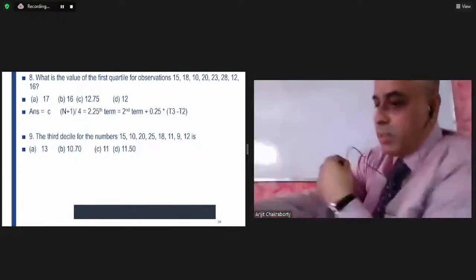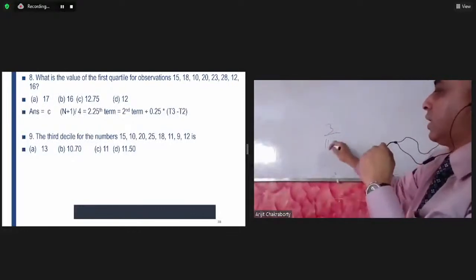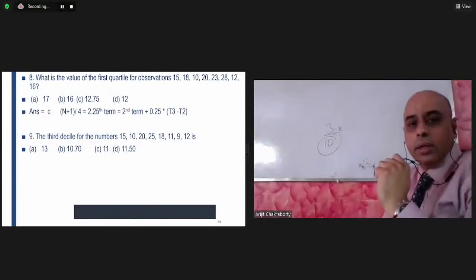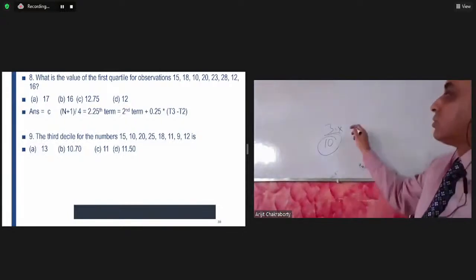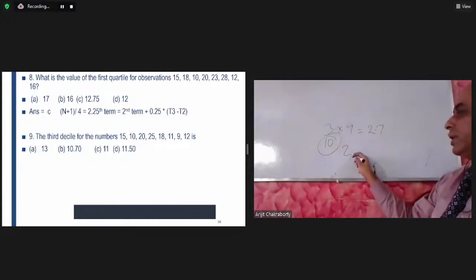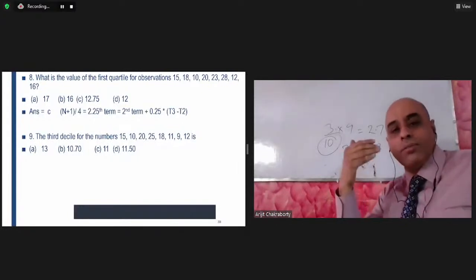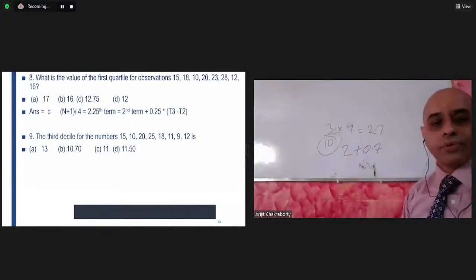So what will be the position? There are 8 numbers. Third decile means 3 by 10. Decile means 10. Third decile, so 3 by 10 into n plus 1. And here n plus 1 is 8 plus 1, which is 9. So 3 9s are 27, that is 2.7. So it is the second number plus 0.7 of term number 3 minus term number 2. So you can solve it.